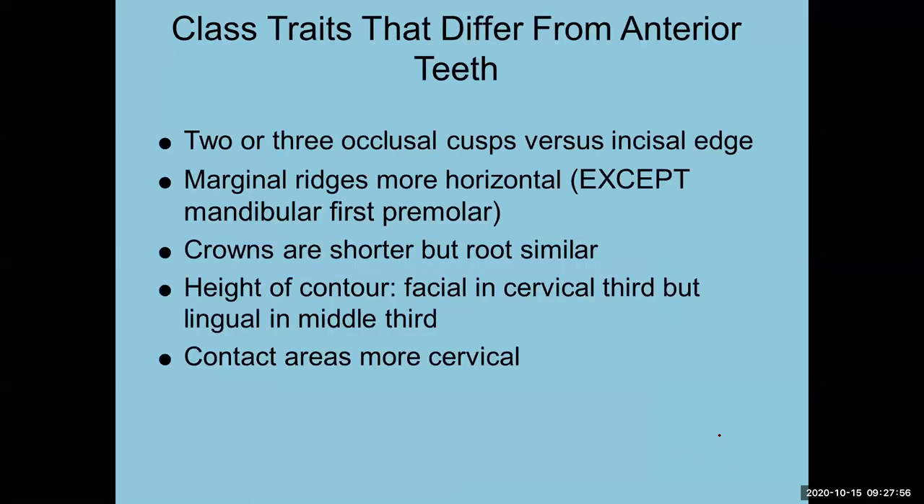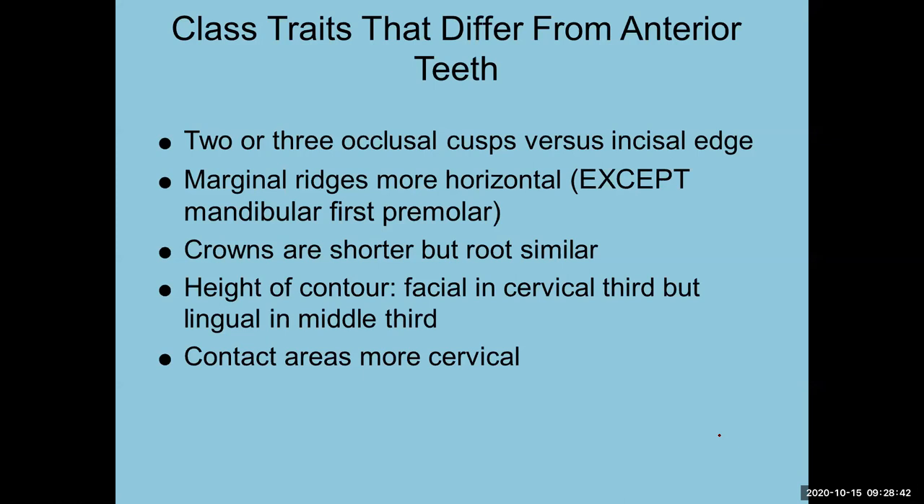So what are the class traits that differ a premolar from an anterior tooth? The anterior teeth are your incisors and your canines. Now we're going to the posterior. They can have two or three occlusal cusps instead of an incisal edge. They have marginal ridges that are more horizontal because we're getting into occlusal, except for the mandibular first premolar, and we're going to get into that, so don't freak out. The crowns are shorter, but the roots are similar, okay? We're comparing them to the anterior teeth.